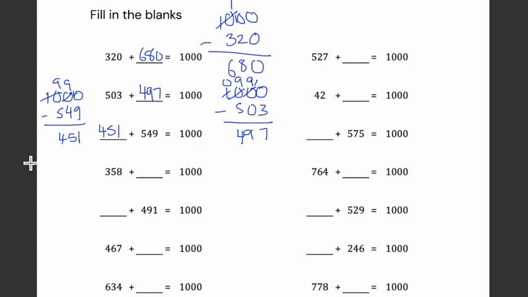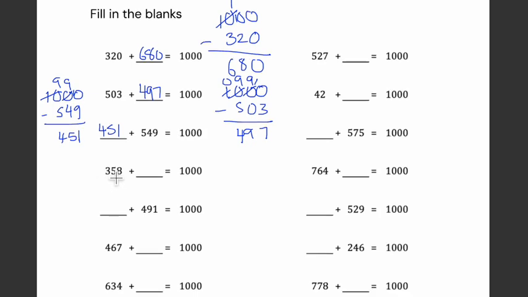Now you should recognize that all these equations are related. So 1000 minus 549 equals 451 is related to the addition equation 451 plus 549 equals 1000. They're the same fact, but they're written in different ways.